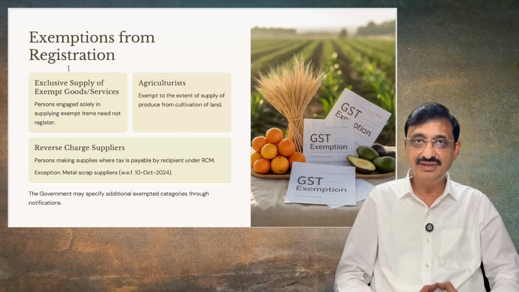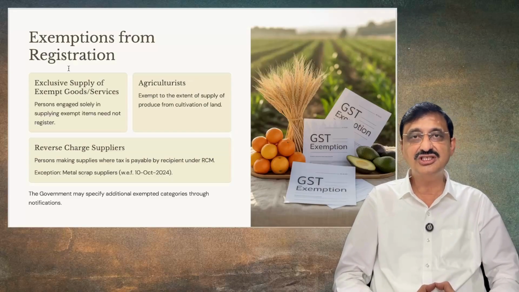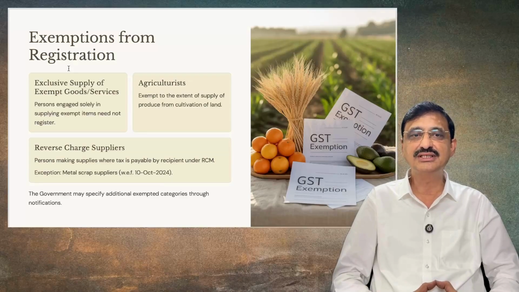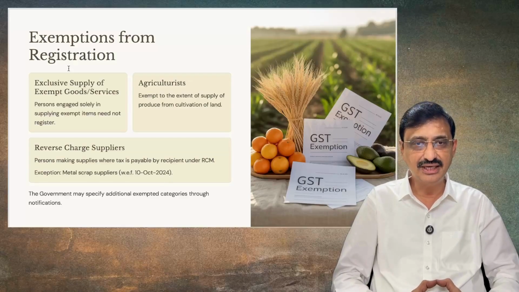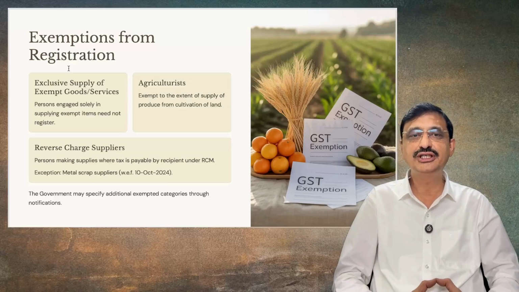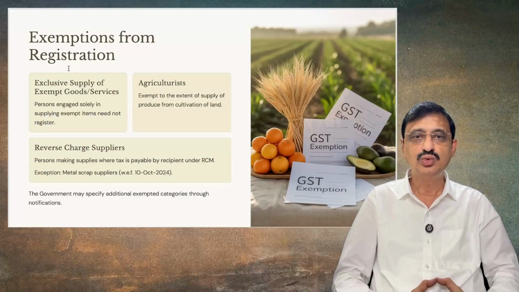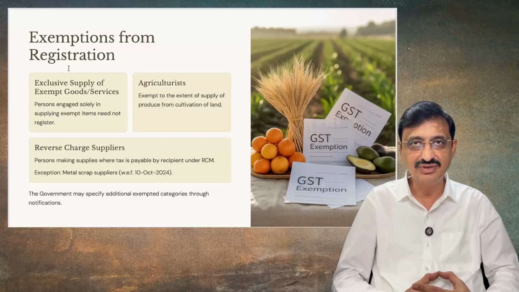Section 23 deals with cases where registration is not mandatory irrespective of the threshold limit. One such case is persons engaged solely in supplying exempt items, who need not register themselves. Another category of persons is agriculturists who supply produce from cultivation of land. The government may also notify certain other categories of persons who need not get themselves registered.